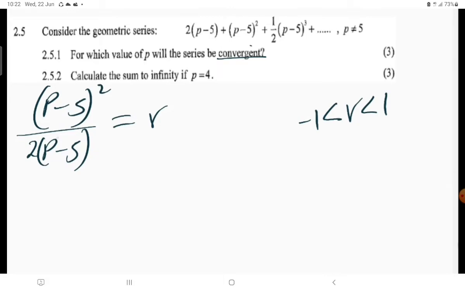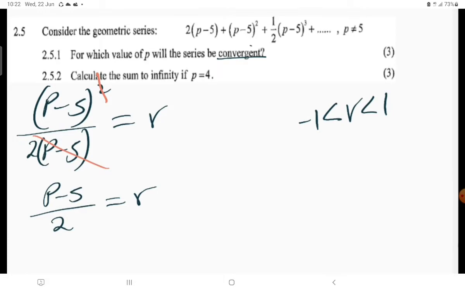Now, if we simplify this ratio, we are going to cancel things here. There are two of the factors p minus 5, so they will be left with 1, then this other one is going to be cancelled. Then we'll be left with p minus 5 on top, and below you'll be left with just 2. And this is equal to the value of r.